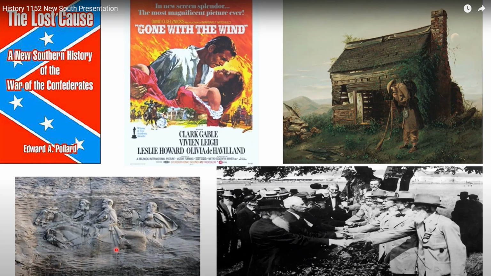This is the Stone Mountain relief. It's in Georgia, outside of Atlanta. It's sometimes called the Mount Rushmore of the Confederacy because it features President Jefferson Davis, Robert E. Lee, and Thomas Stonewall Jackson, two of the most famous Confederate officers.